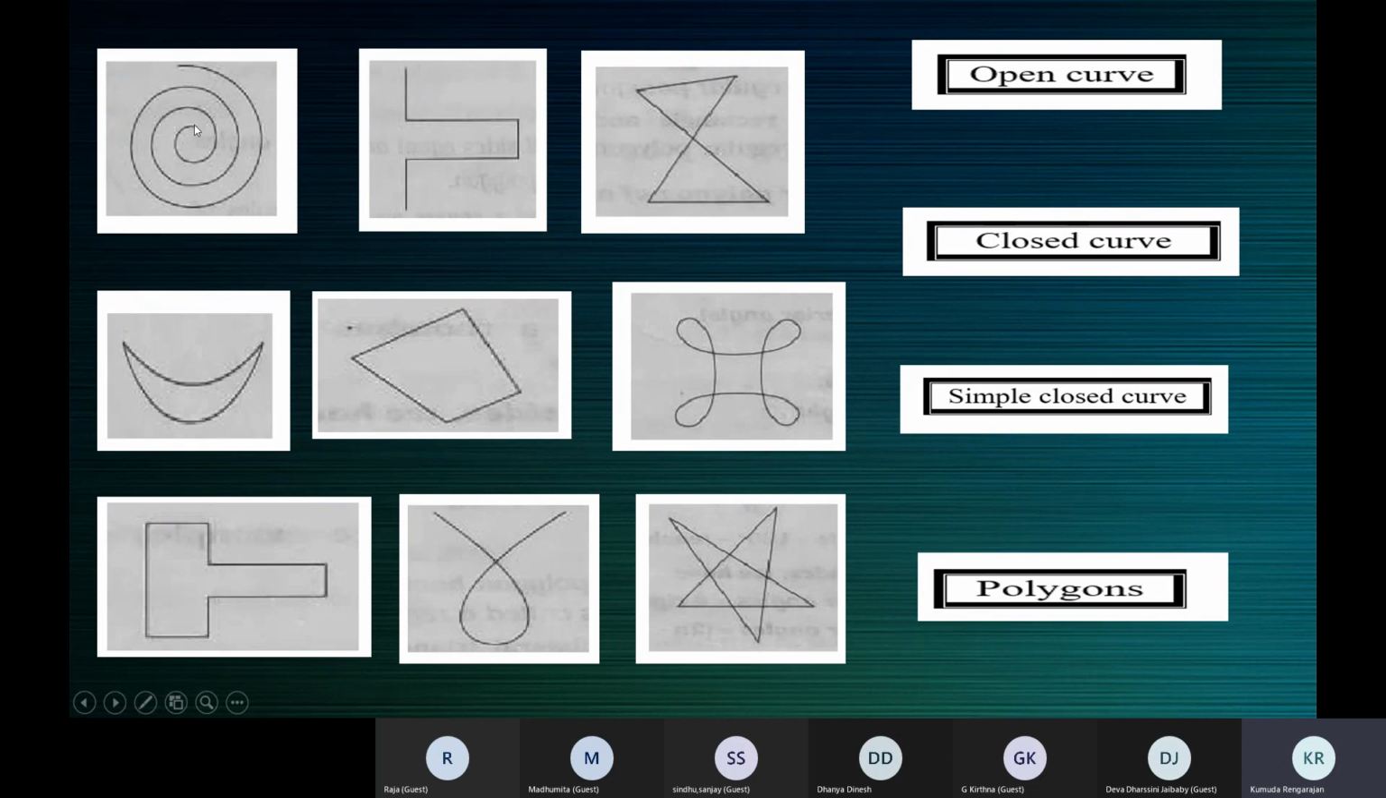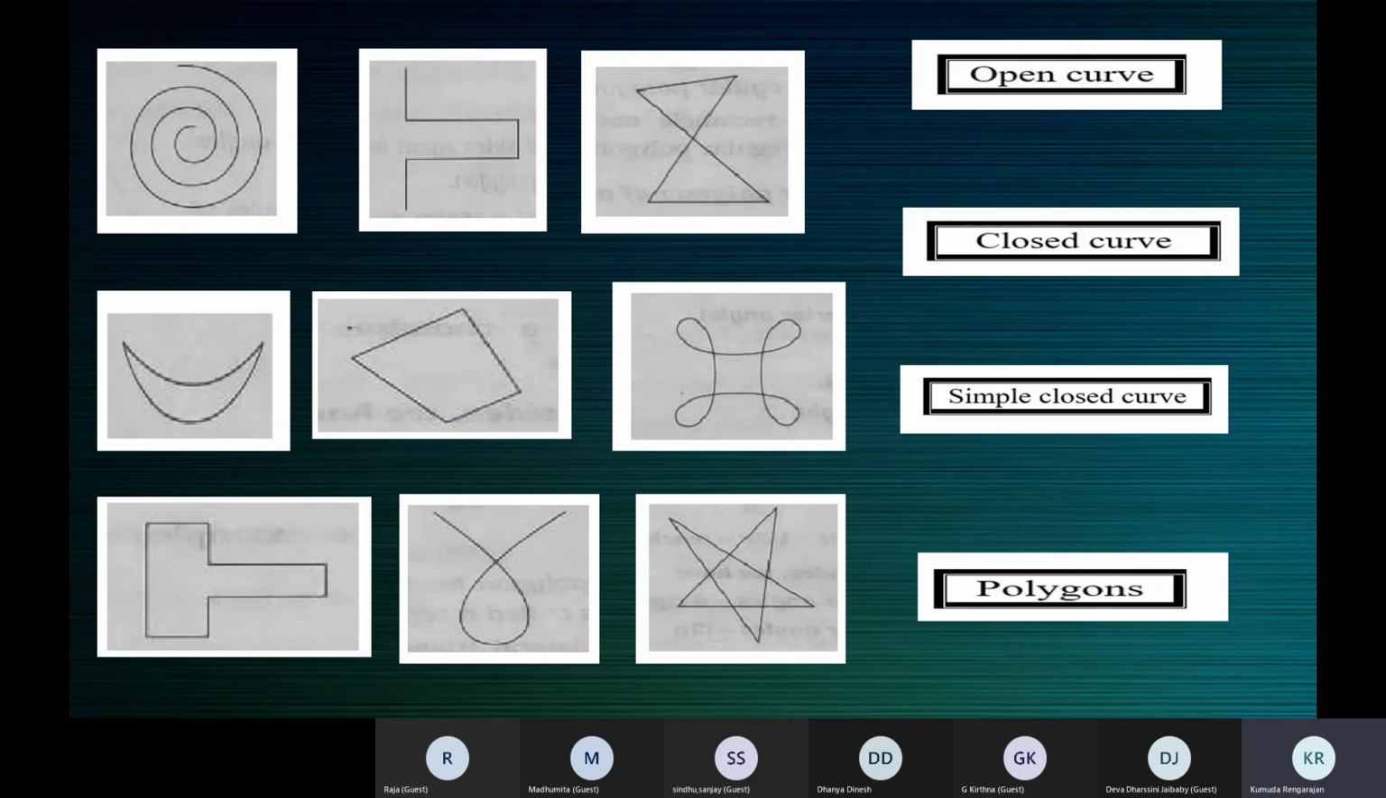So see here, maybe the first figure. I start here. I put my pen. This is the plane surface. I keep my pencil point here and I go like this. See here, I'm drawing. I did not lift the pencil. I finish here. Now first tell me, is it a curve?